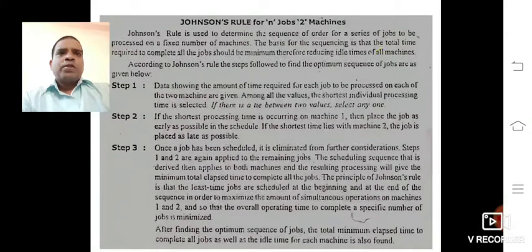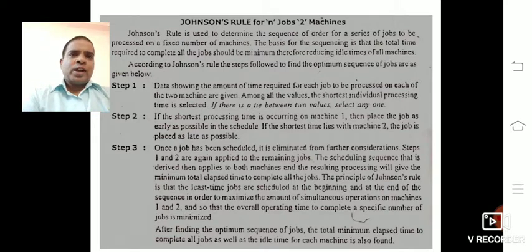Now this is the type 1 problems. Here is Johnson's rule for n number of jobs and two machines. Here we are having n number of jobs and only two machines. These steps that we are going to explain while solving the problem are very simple.